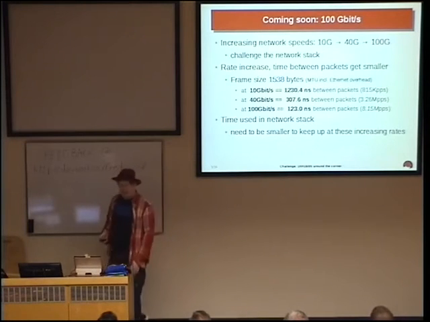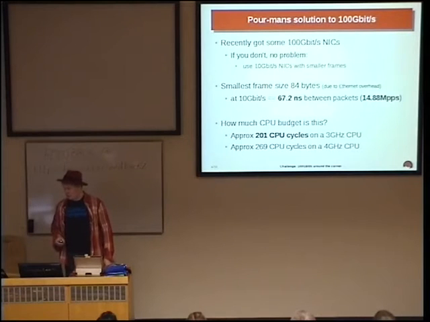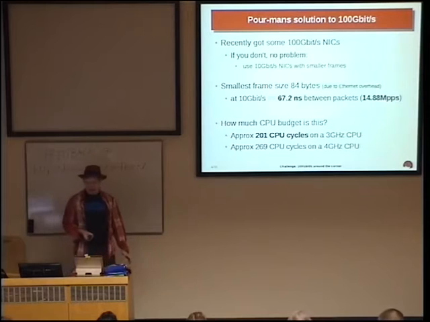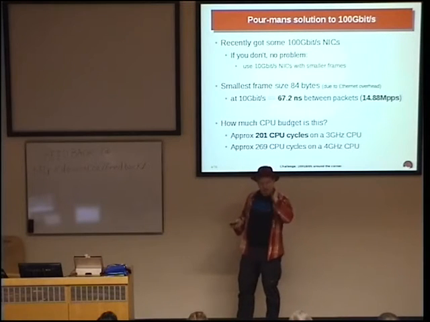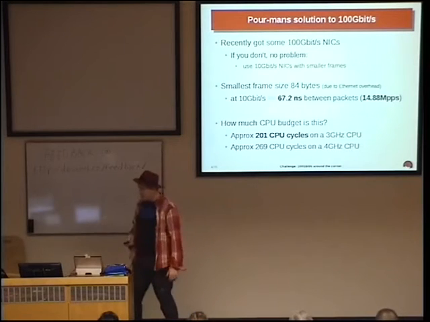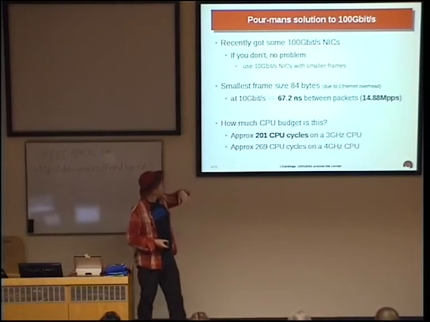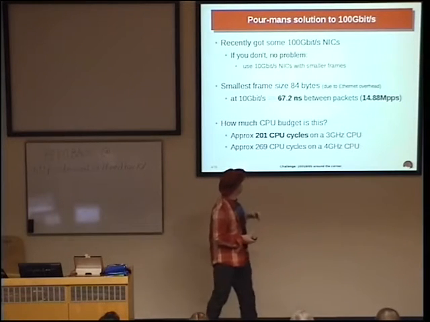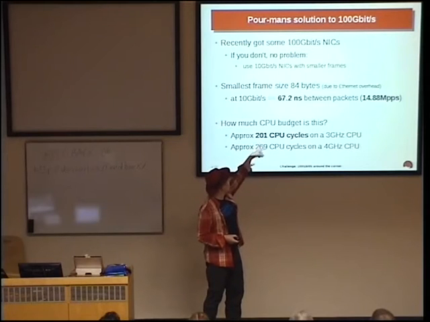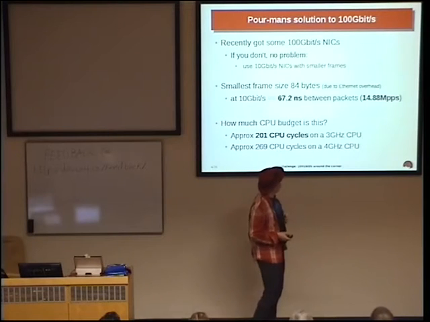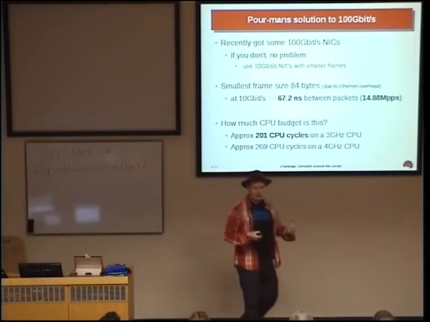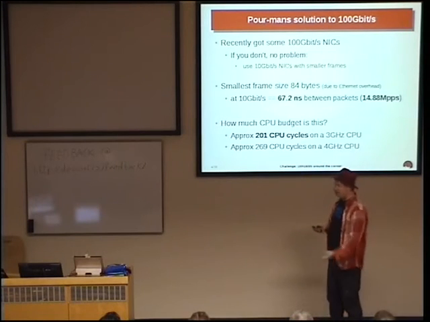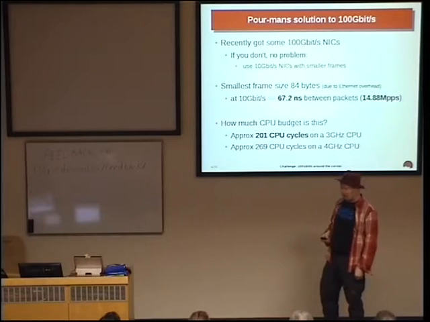So that challenges the network stack, and what can we do about it? I've recently got some 100 gig NICs, but most of my testing is done on 10 gigabit NICs. To simulate the worst case and pressure the stack to the edge so I can improve the performance, I turned down the frame size to the smallest Ethernet frame size you can send, and that gives 67.2 nanoseconds between the packets. That's the worst case situation I can create. I'm using that to see when I improve the kernel. In that case, it will also improve the longer use case. Then I'll be ready for when the 100 gig NICs arrive.